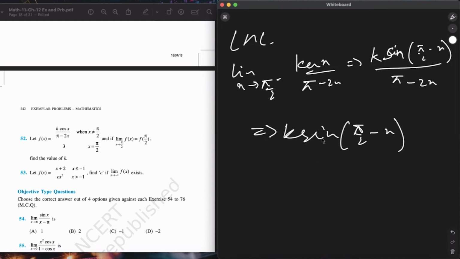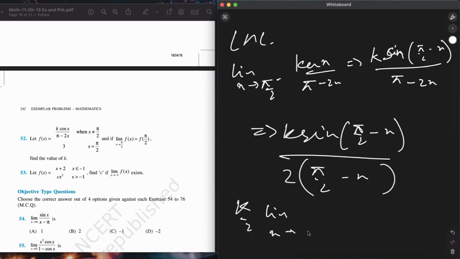All right. So this whole thing has been divided with what? Pi by 2 minus x, and pi by 2 minus x is over there as well. So I'll just take k by 2 out common. Yeah, I'll take k by 2 out common, and there's a limit for x tending to pi by 2, and there's sine of pi by 2 minus x divided by pi by 2 minus x.